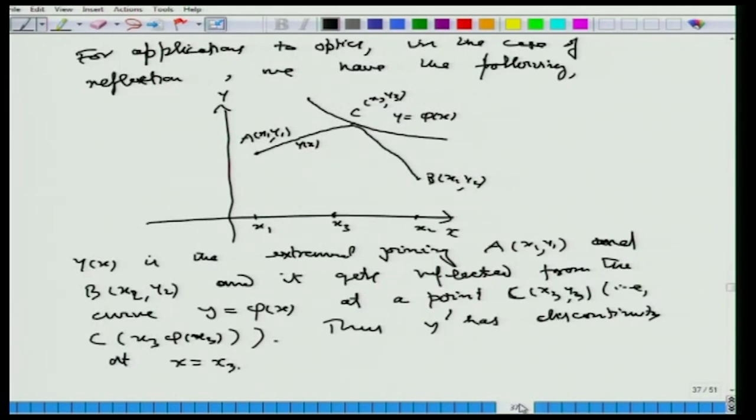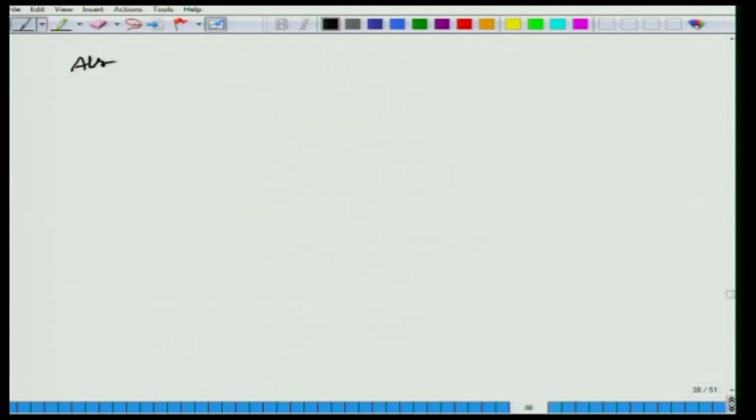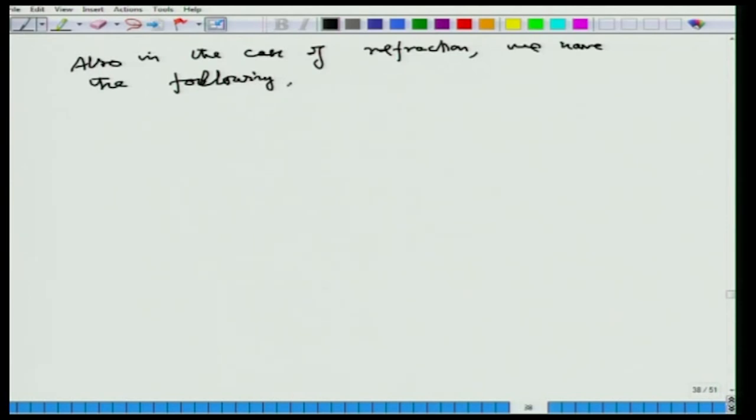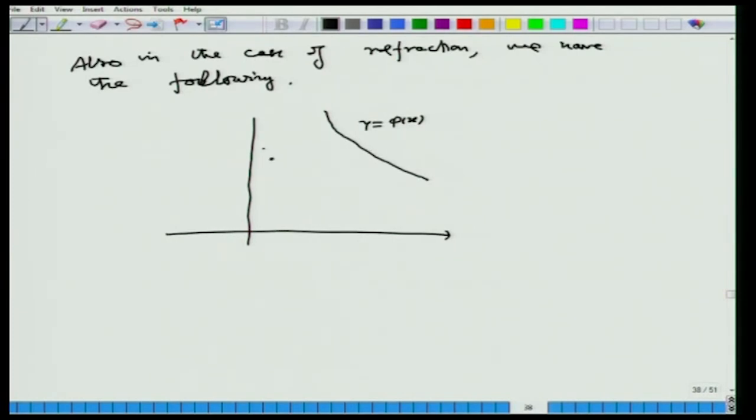And also in the case of refraction, we have the following. That is, here again you have a curve like this, which is y equal to phi x, and A is here, x 1 y 1, and B point is on the other side.